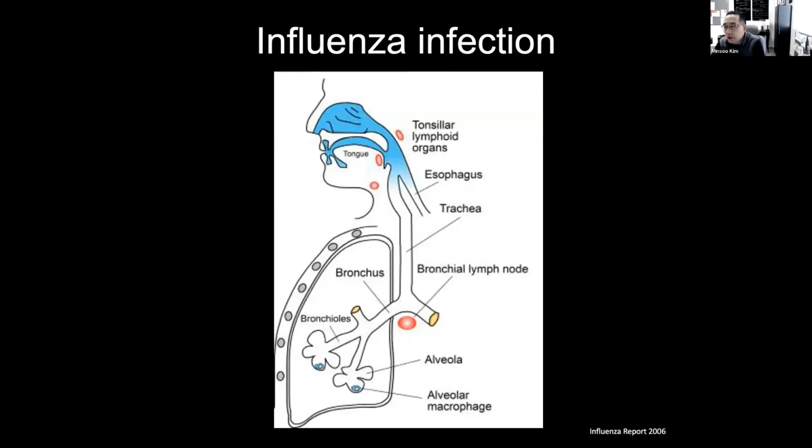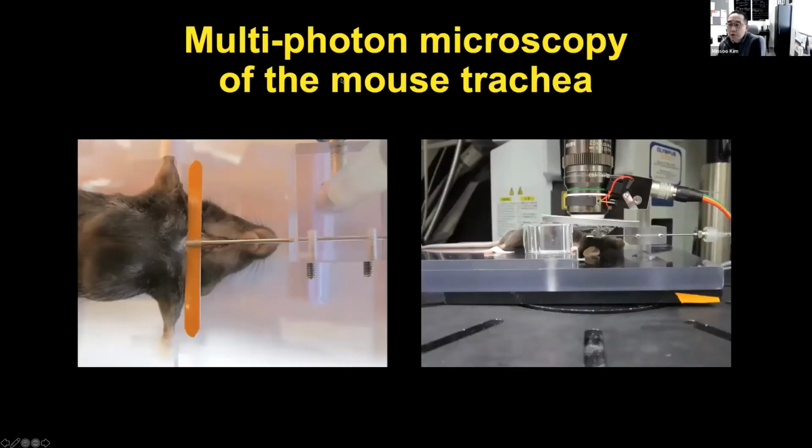Just like any type of respiratory virus, just also like COVID, the viruses are mainly coming into the airway and start to infect the upper side of the airway, including the trachea, and this is highly pathogenic. Then it will start to spread to the lung. In our lab, we use a technology called a multiphoton microscope or two-photon microscope.